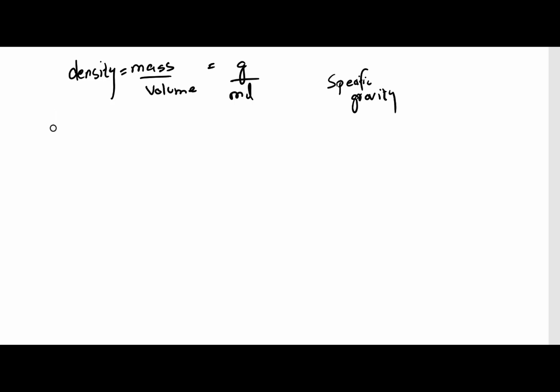So what's the equation, if somebody remembers, for the density? Density is mass per volume, if you remember. So it's grams over mils. And actually specific gravity has the same equation. So that's density and specific gravity.